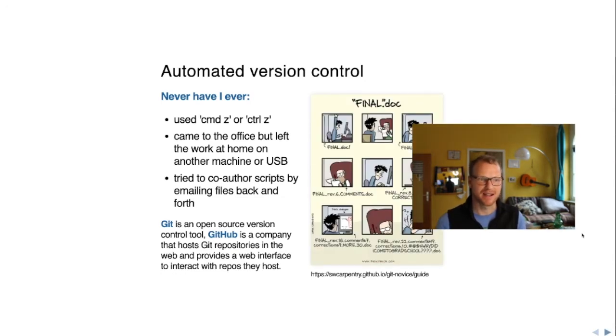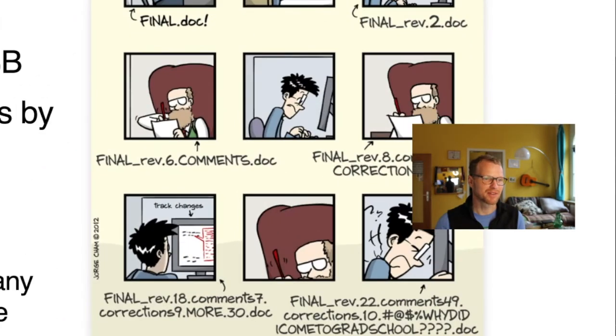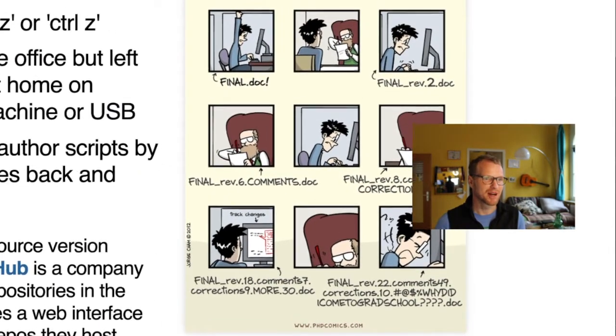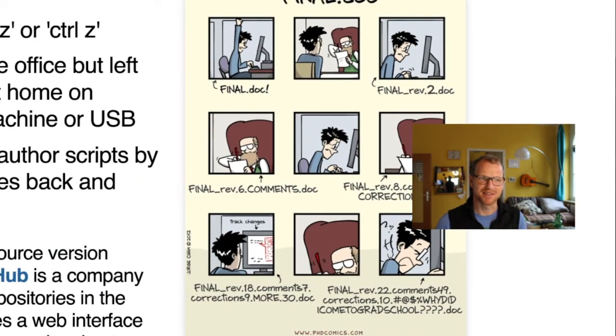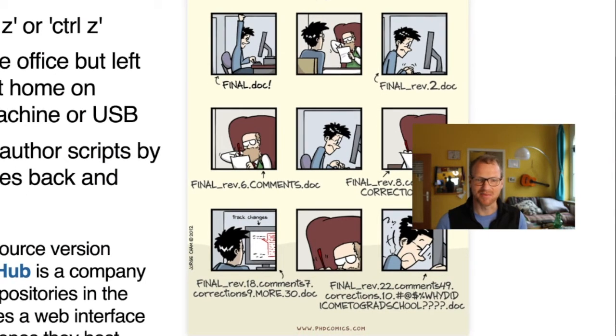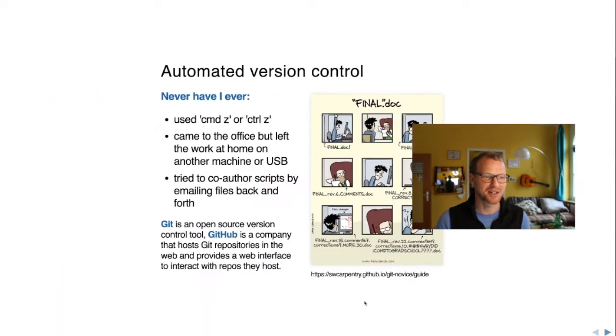This is a comic from phdcomics.com. If you haven't already checked it out, definitely do. And this is something that probably all of us have been through. This used to be how it worked. You'd say final.doc, and then the professor marked it up. Final revisions 2, final revision 6 comments, and finally you've got final revision 22 comments, 49 corrections, 10. Why did I come to grad school.doc? So there is a better way to do this.